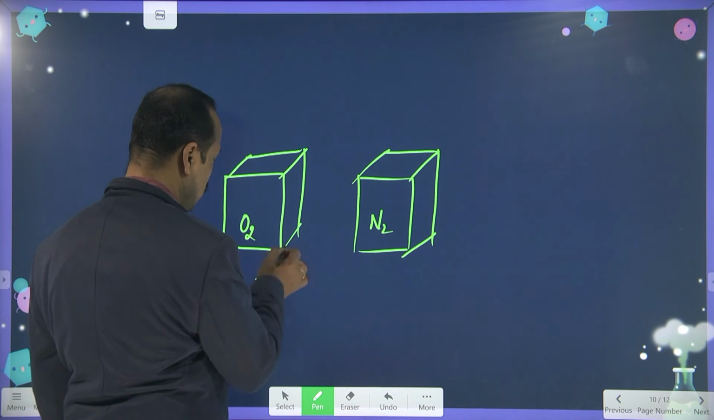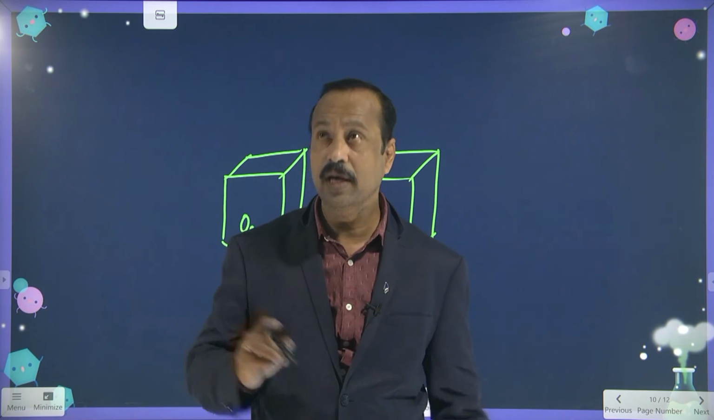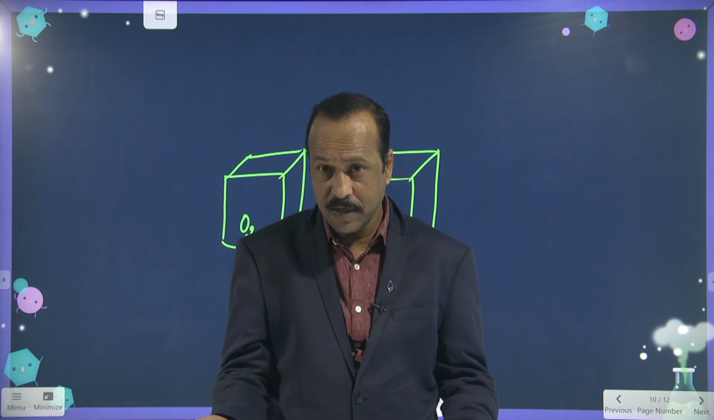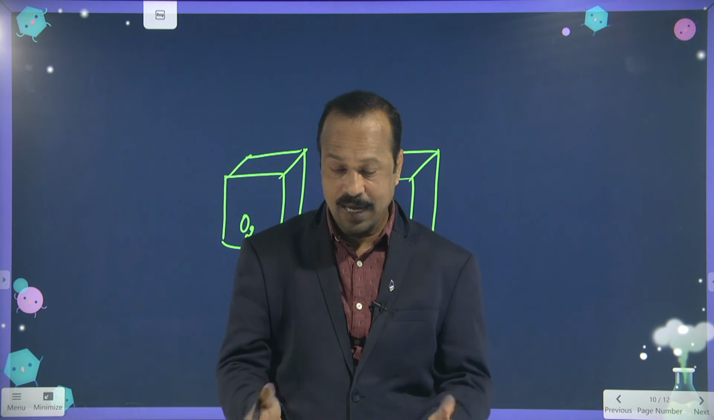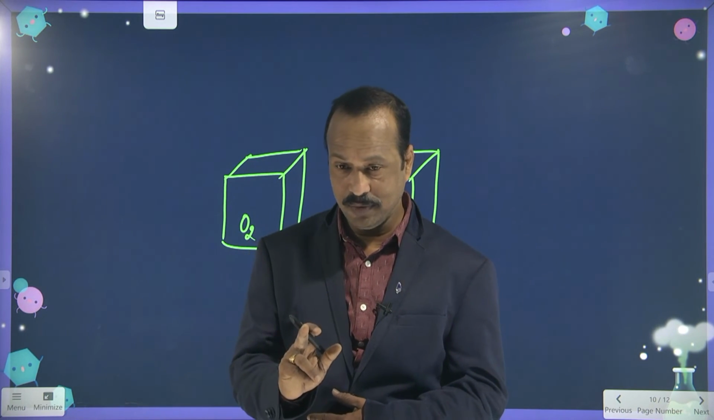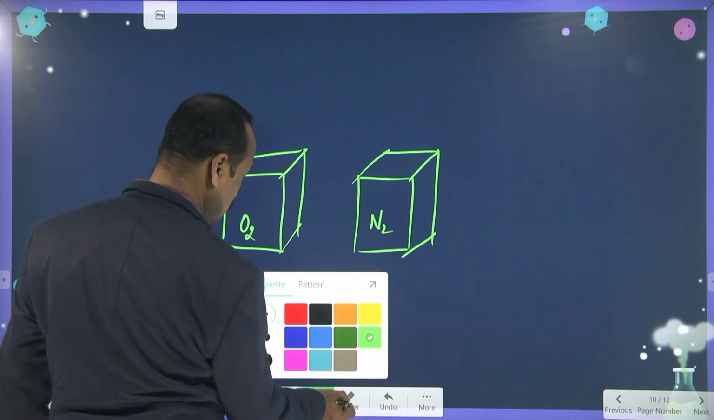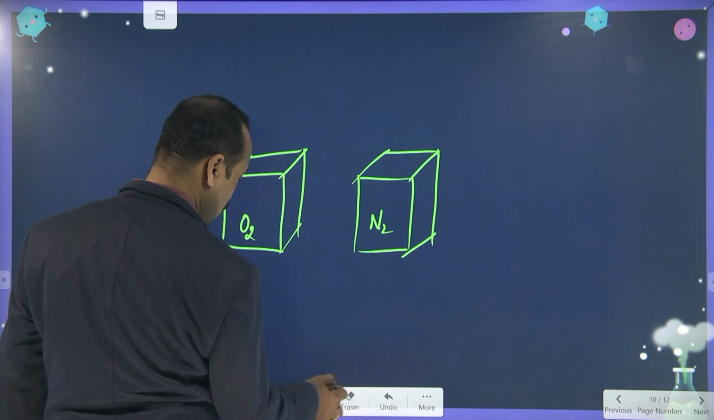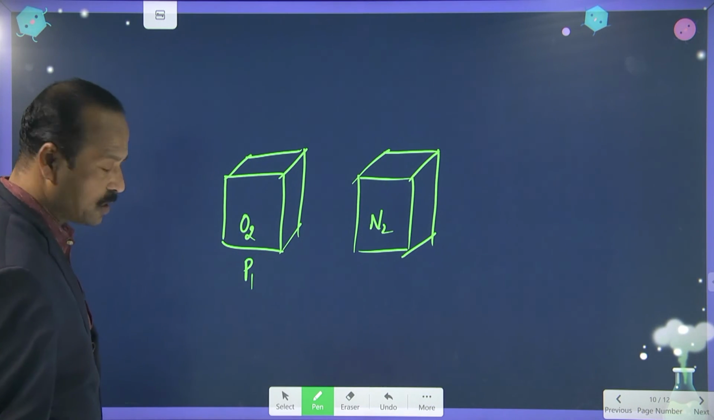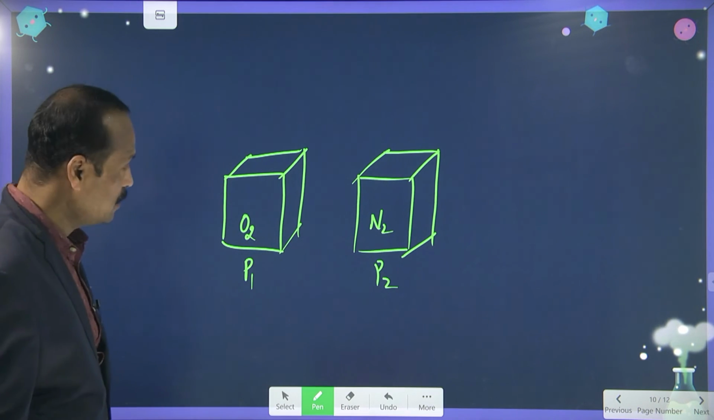So here, under similar conditions, you know that gases exert pressure. You know about atmospheric pressure. Atmospheric pressure means the pressure exerted by the atmosphere. Atmosphere is nothing but a mixture of gases. The pressure exerted by the gases is called atmospheric pressure. The meaning is that gases exert pressure. Is this clear to you? So now let's imagine that the pressure exerted by this oxygen gas is P1. Now let's take the pressure exerted by the nitrogen gas as P2.